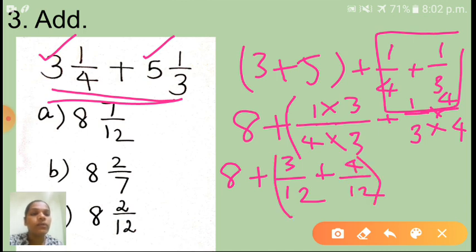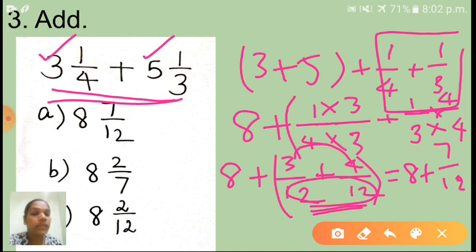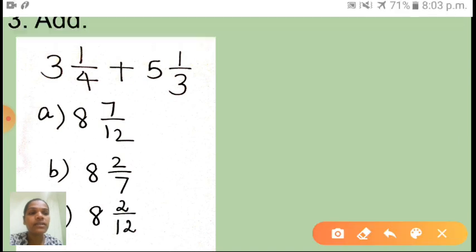Okay children, now the next step is what? 8 plus 3 plus, here it is what? Like fraction. So you can add now easily. 3 plus 4, numerator plus numerator, what will come? 7. 7 upon 12, we have to write 12 because this is like fraction. So 8 plus 7 upon 12. So your answer is what? 8 7 upon 12. See here the options, yes, the first option is the correct one.